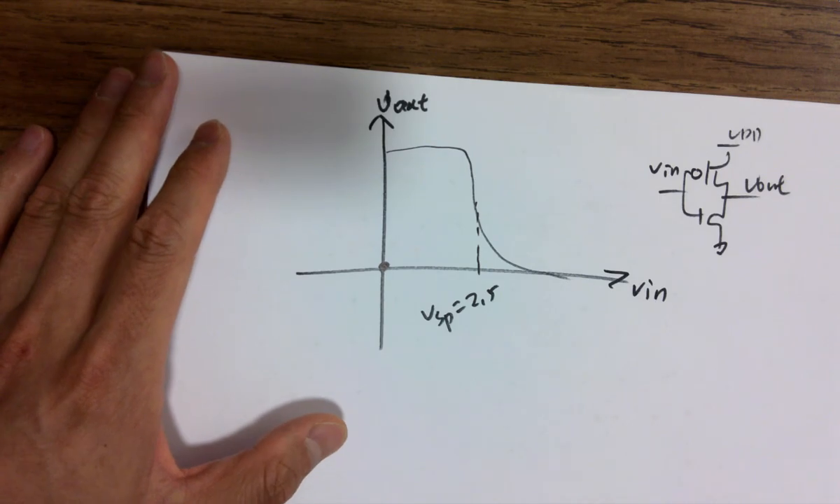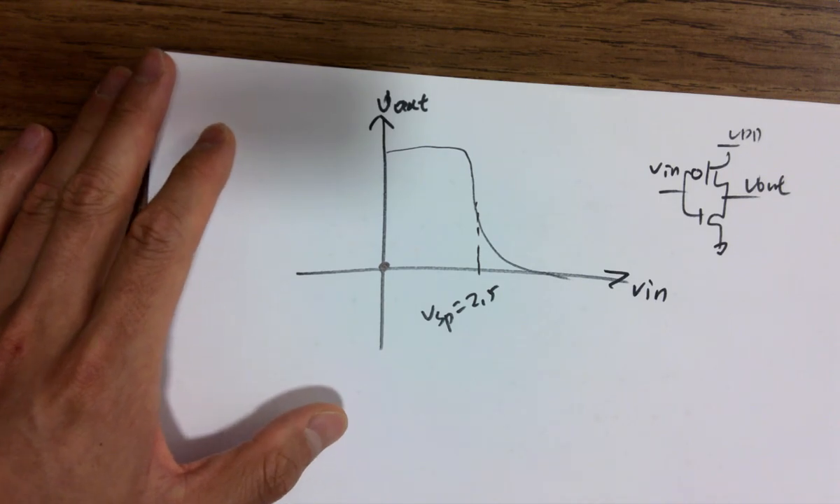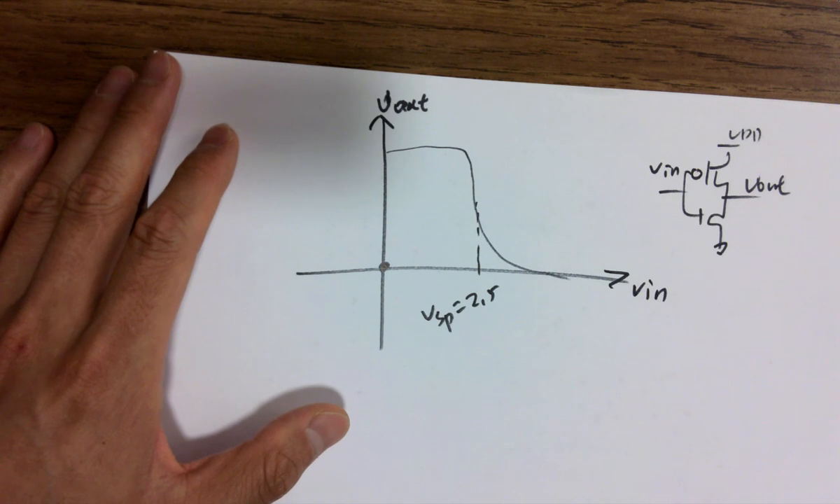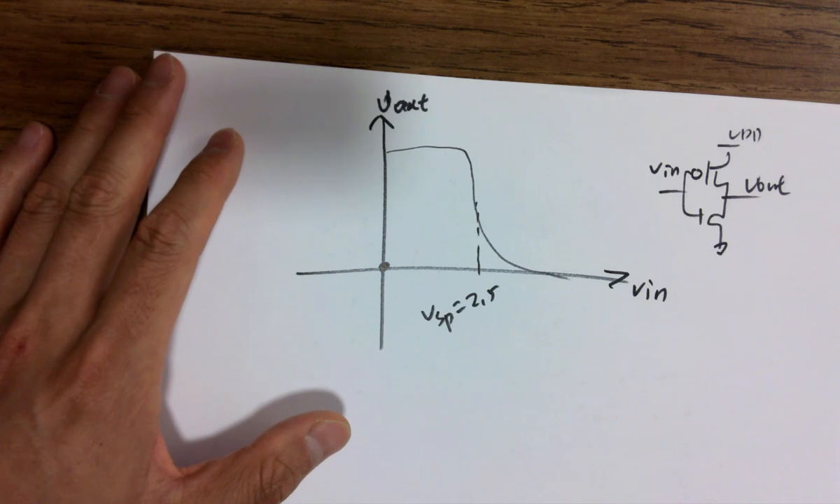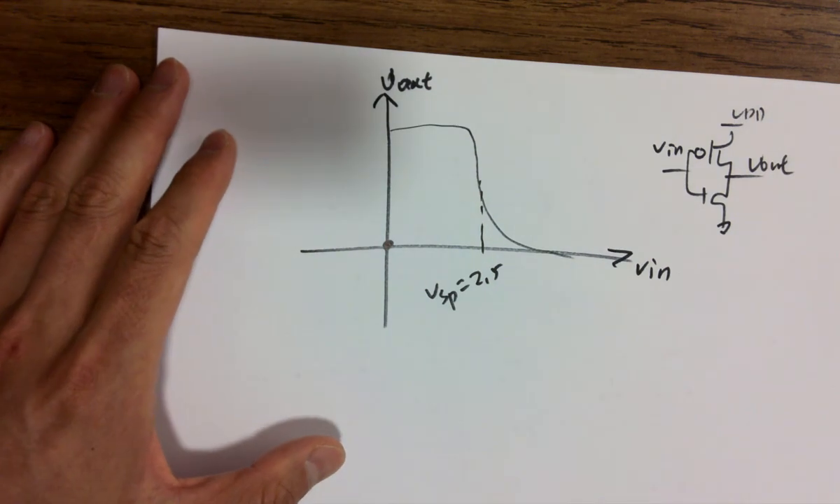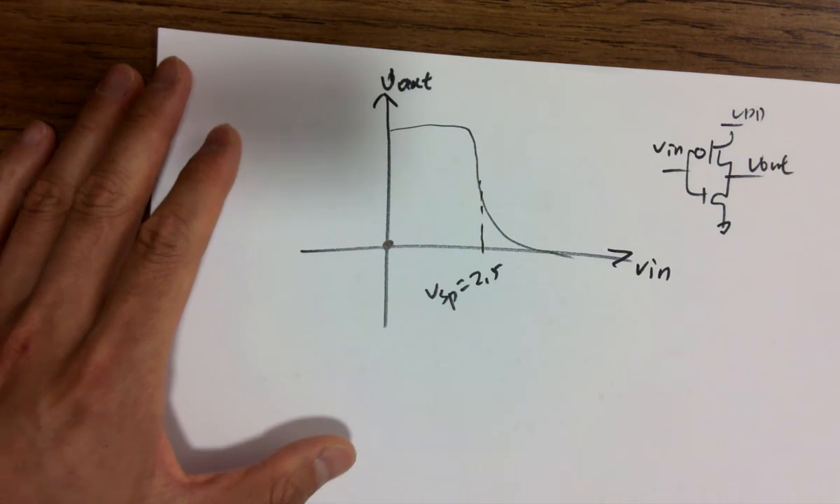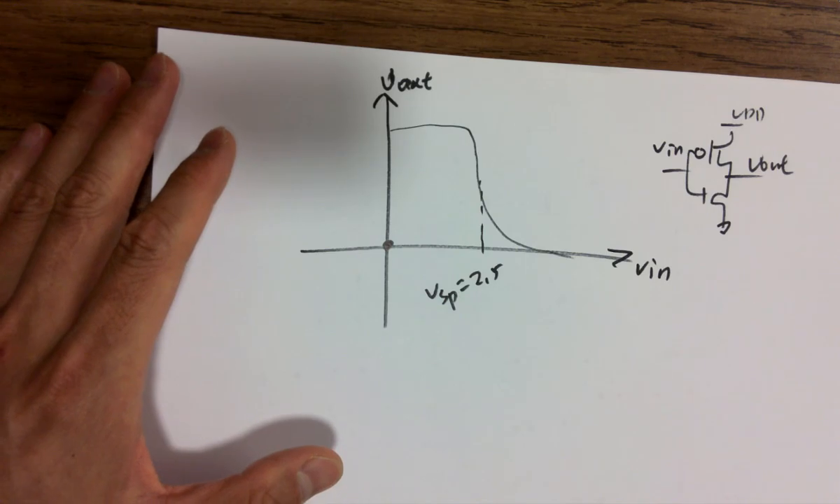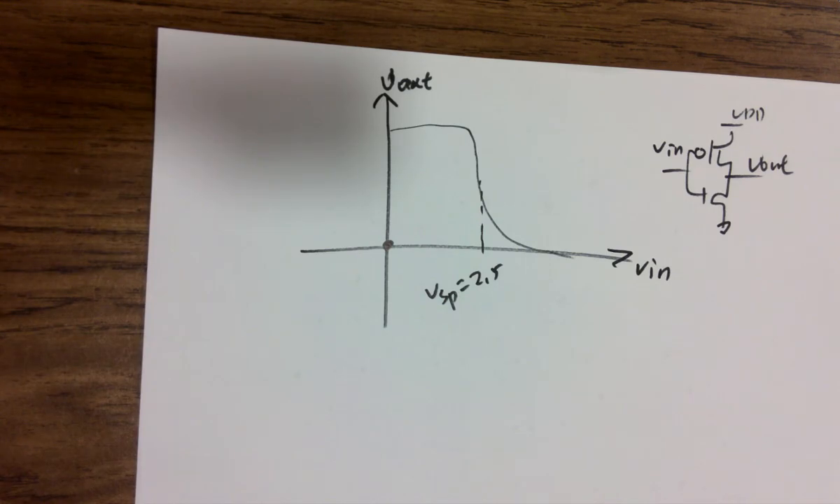Why is it generally weaker? Why? Remember, just think about what is in the K prime parameter. What's causing that? The hole mobility is lower than the mobility of the electrons. So that's why it's, generally speaking, weaker, right? So we need a wider PMOS in order to achieve the same strength as the NMOS.